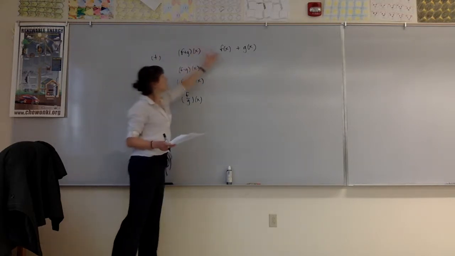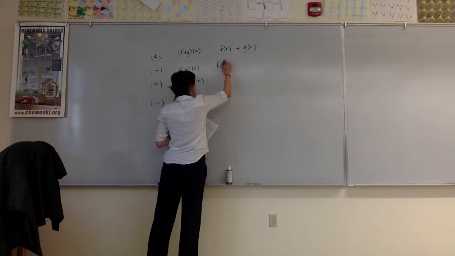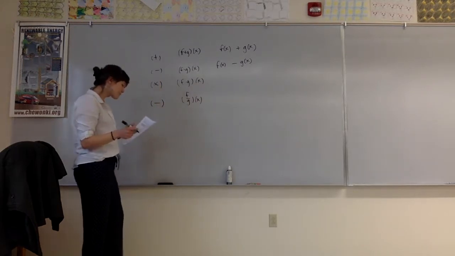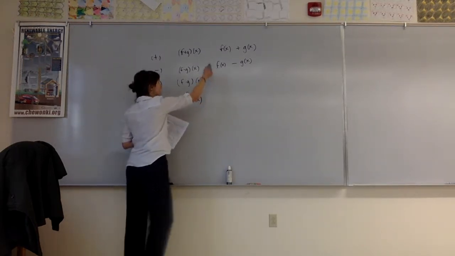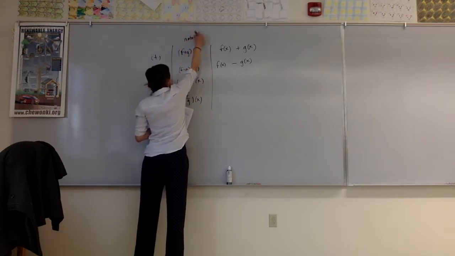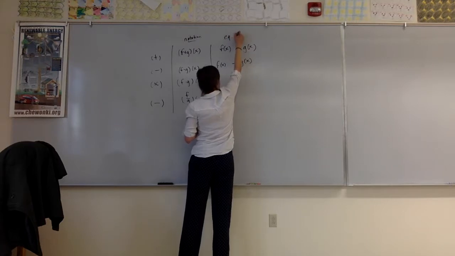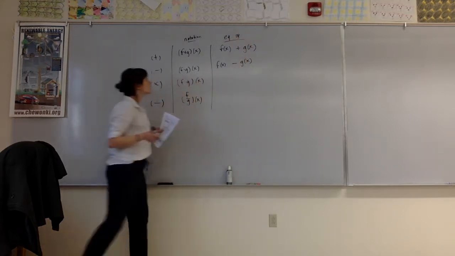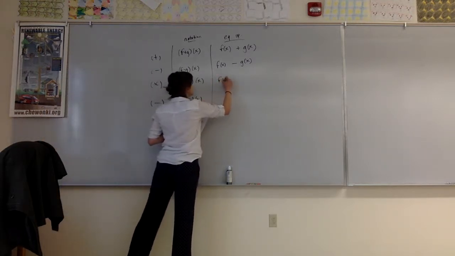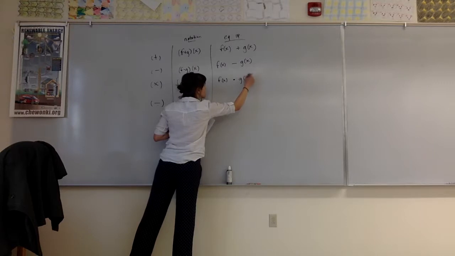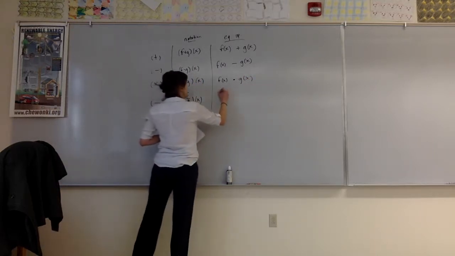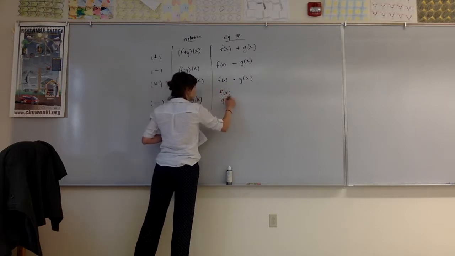So then, if this is addition, subtraction is f of x minus g of x. Wait, is that what we're writing in equivalent? Yes. So this is notation, and this is equivalent operation. So then for multiplication, it would be f of x times g of x. And then for division, it would be f of x divided by g of x.